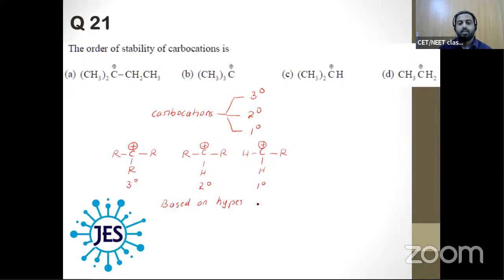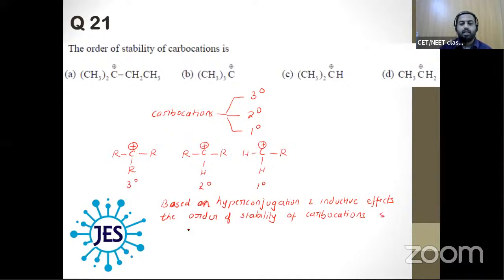Now, using hyperconjugation and inductive both, the order of stability of carbocations is based on hyperconjugation and inductive effects. The order of stability of carbocations is this: tertiary greater than secondary greater than primary. Tertiary greater than secondary greater than primary. Okay, right.